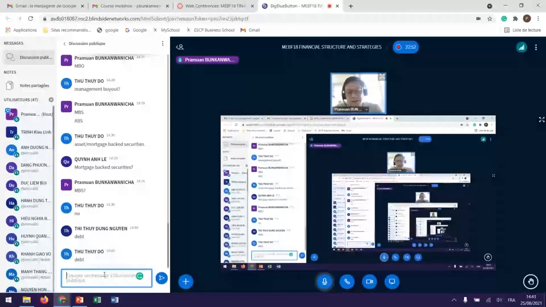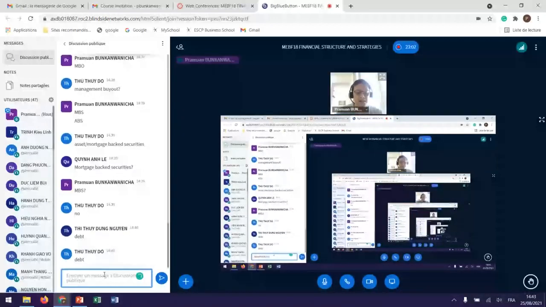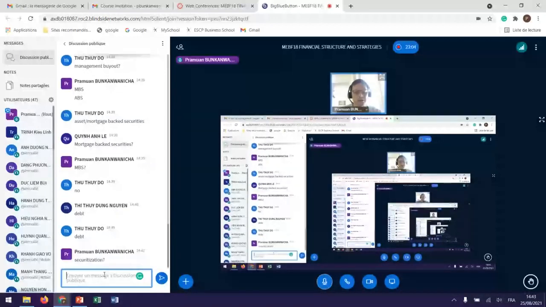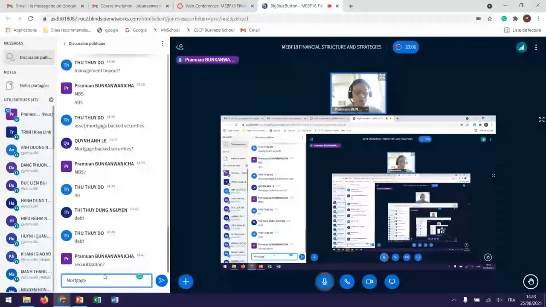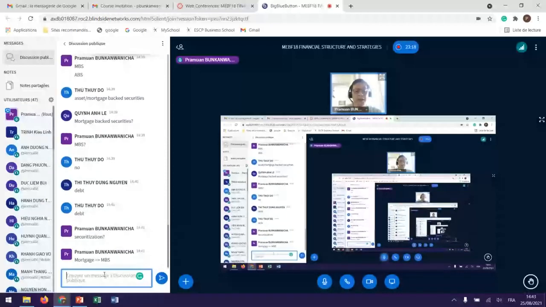securitization process. Okay, somebody know what securitization is? You know, the mortgage, which is generally long term, we transform to the MBS, which is transforming an illiquid asset to a liquid asset. We call that securitization, right?